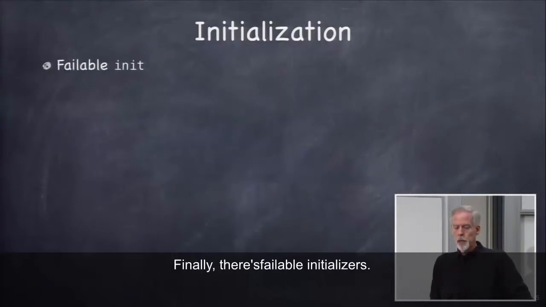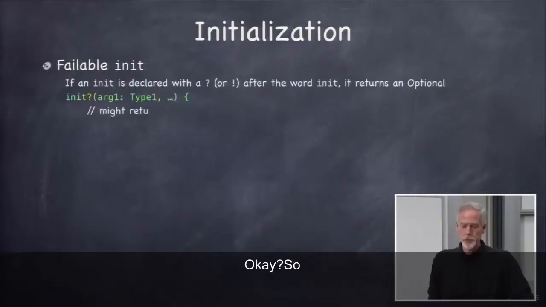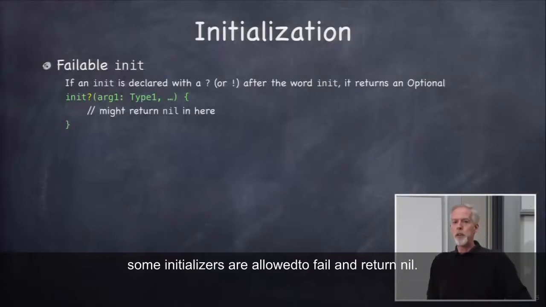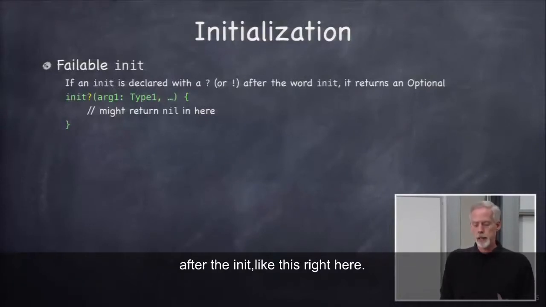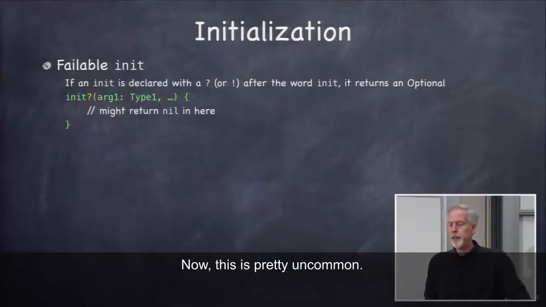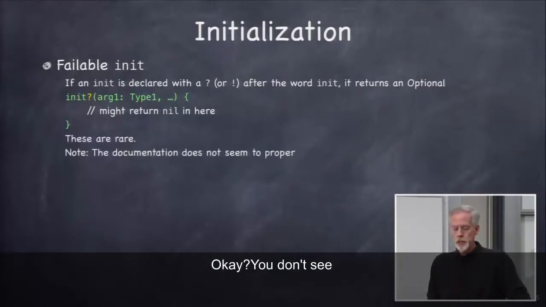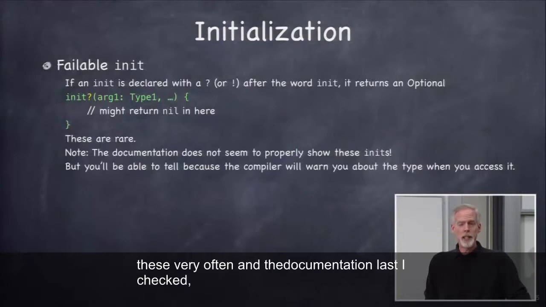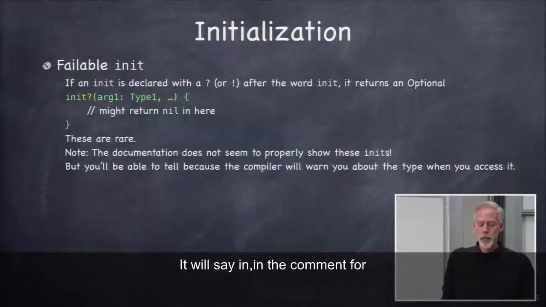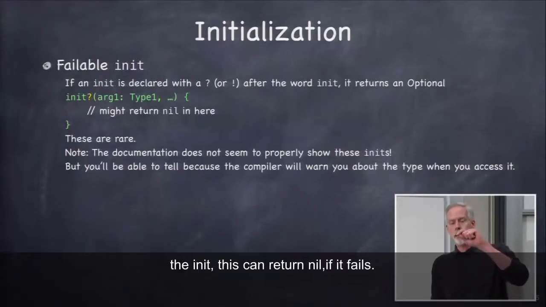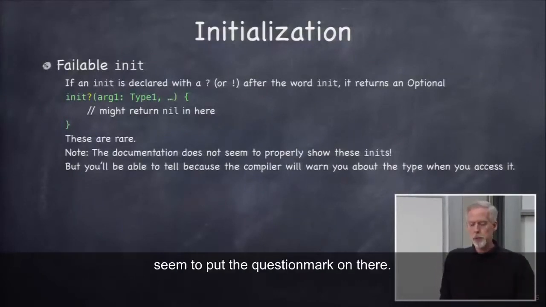Okay? Finally, there's failable initializers. Okay? So some initializers are allowed to fail and return nil. Okay? You designate them by putting question mark after the init like this right here. Okay? Now this is pretty uncommon. You don't see this very often. And the documentation, last I checked, doesn't really show this very well. It doesn't put the question mark in there. I think it's just a documentation generation problem. It will say in the comment for the init, this can return nil if it fails, but it doesn't seem to put the question mark on there.